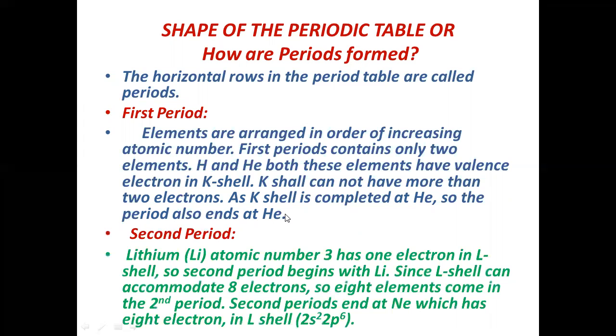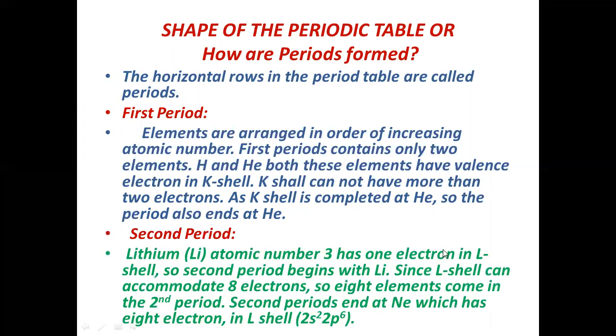In the second period, lithium, atomic number 3, has one electron in the L shell. L is the second shell, and the second shell can accommodate 8 electrons. So the second period begins with lithium. Lithium has 2 electrons in the first shell and only 1 electron in the last shell.